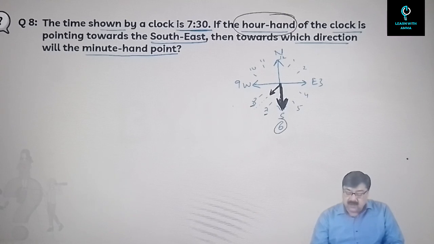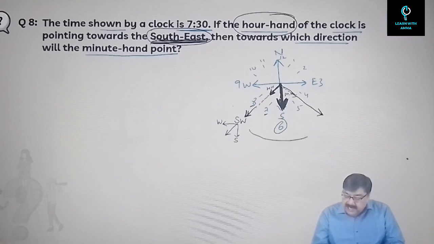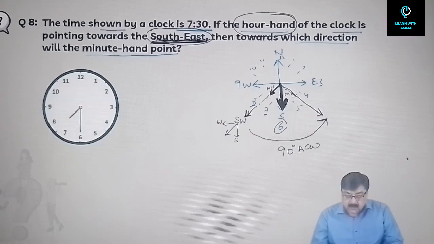Now the hour hand of the clock is pointing towards the southeast is what is given in the question. Currently this is the direction in which the hour hand is pointing. This is the minute hand. And this direction, as we know, is right between the west and the south. So this is the southwest direction. But the question says that the hour hand of the clock is pointing towards the southeast. That is, it should come here. So for the hour hand to occupy this position, we will have to rotate the clock by 90 degrees in the anti-clockwise direction. And this is how it looks like.